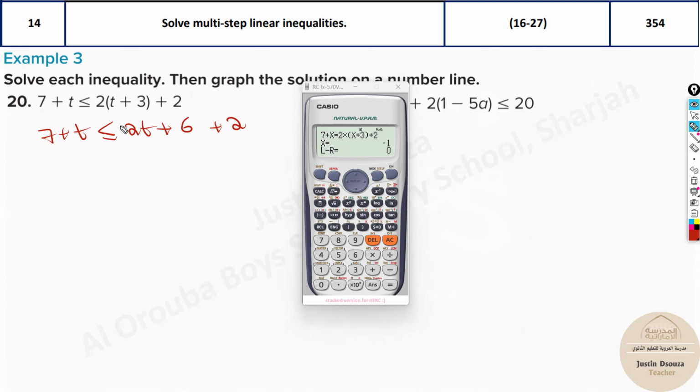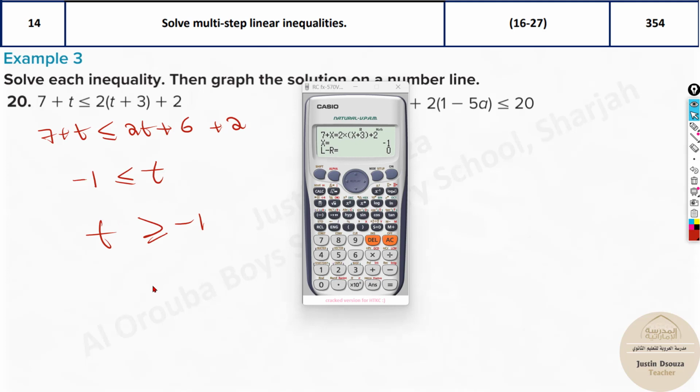See where t is greater. This is greater. So t is greater than or equal to minus 1. This is the correct solution. Or you can write t first, greater than or equal to minus 1. Please remember this. This is the correct answer.